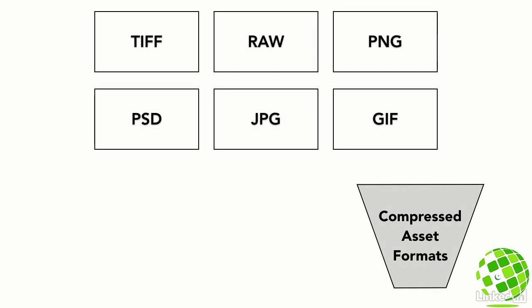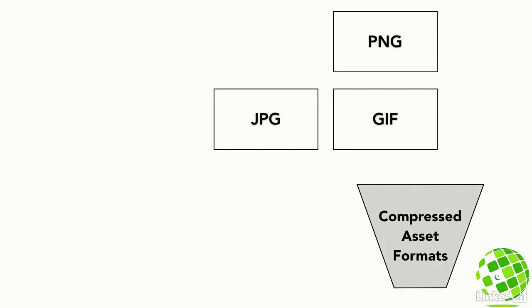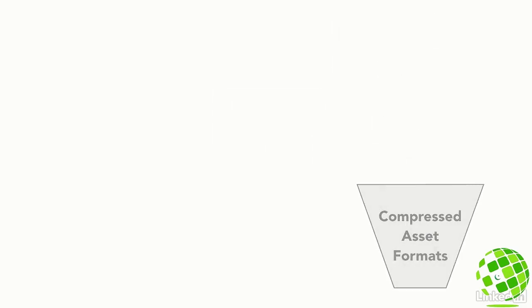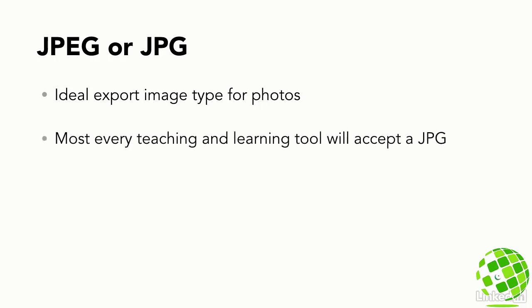The last bucket is the compressed image types. These are the final images that you'll use inside of your teaching and learning materials. Again, there are many types out there, but the three most common that you'll use will be JPEGs, PNGs, and GIFs. Now, we've already talked about JPEG images, and on this end of your workflow, JPEG is often an ideal image type to save your finished photos in. Every LMS, website, and program that you can find will accept a JPEG image.